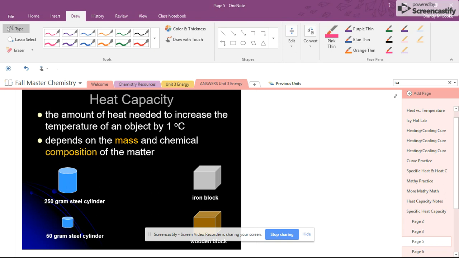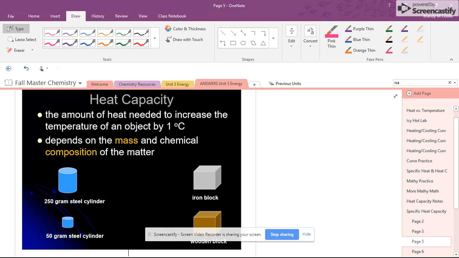The next thing we talked about then was heat capacity. If you break down the words, heat capacity is like how much stuff something can hold, its limit. Heat capacity is how much heat something can hold, how much energy it can pull in until the temperature increases by 1 degree Celsius.